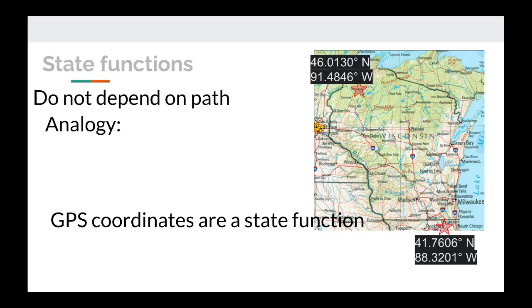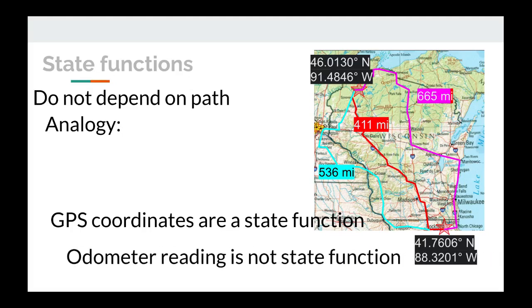I could choose multiple pathways to get there, but all of them would start and end in the same two places. I could choose to just drive there the most direct route, which is 411 miles. I could choose to go to the Twin Cities and visit some friends and then drive there another pathway. That would be 536 miles. Or I could go over to the Appleton area and the Milwaukee area where two of my other siblings live and visit them on the way down, and that would take 665 miles of travel to get to Chicago. So the odometer reading does depend on the pathway that I took to get there, so that is not an example of a state function.